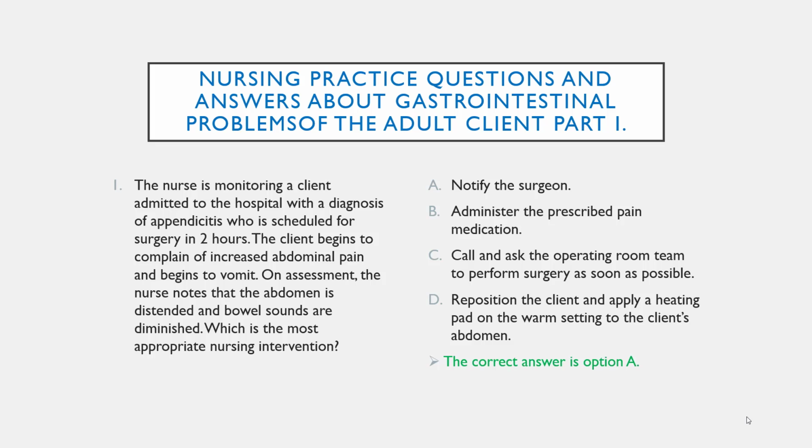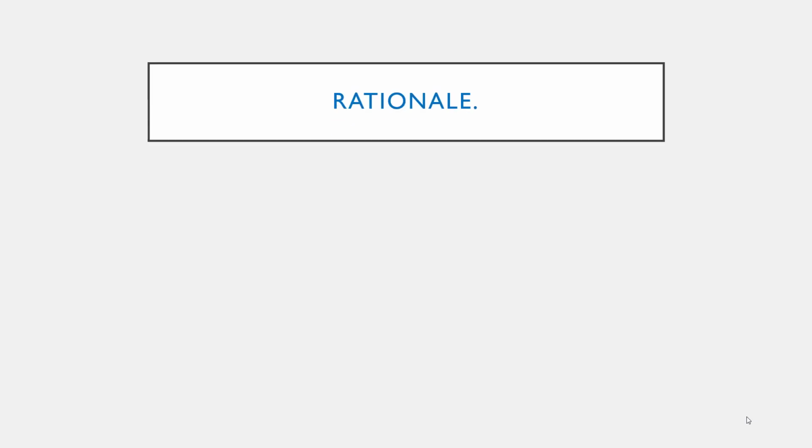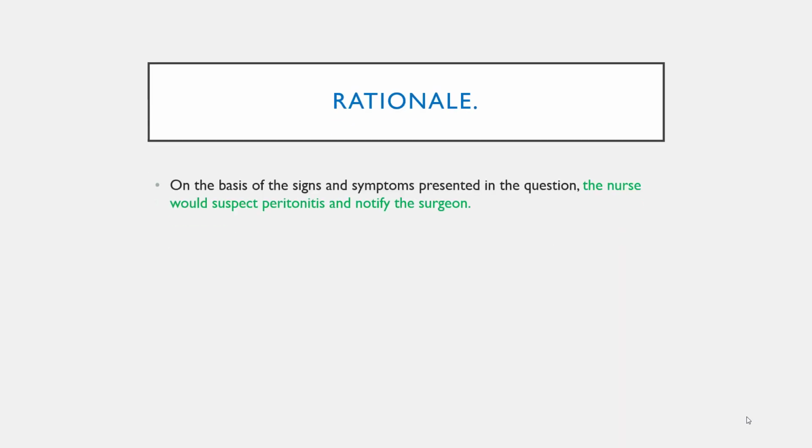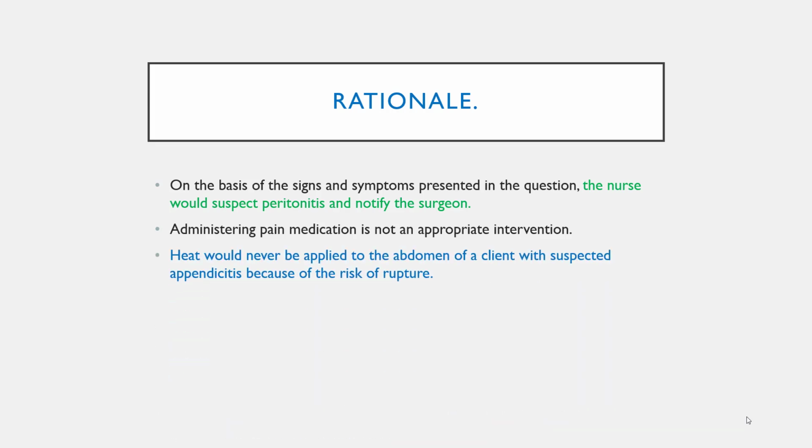So the correct answer for this question is option A, notify the surgeon. On the basis of the signs and symptoms presented in the question, the nurse will suspect peritonitis and notify the surgeon. Administering pain medication is not an appropriate intervention.